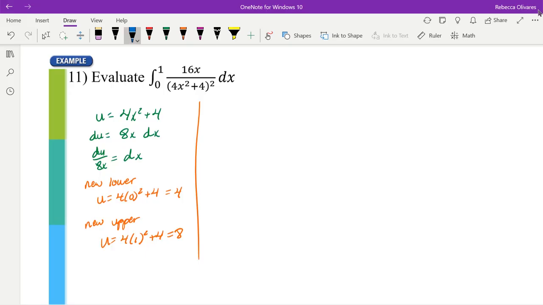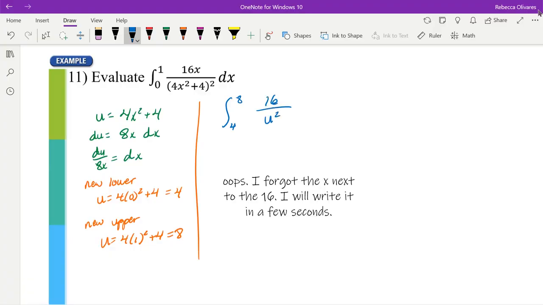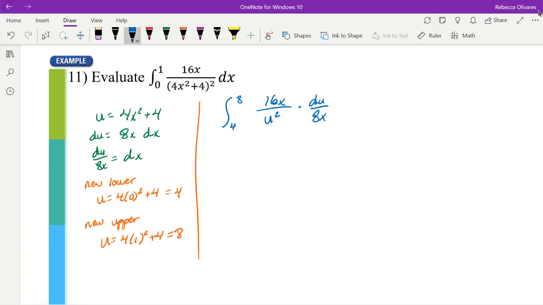So now I'll make my substitution. So I'm actually going to do the integral from 4 to 8, and then that's 16x over u squared, and then instead of dx I have du over 8x. The x's, of course, go away, and again, the 16 and the 8, that reduces to 2. That's a constant. I can take that outside, so I have 2 times the integral from 4 to 8 of 1 over u squared du, which we can call u to the negative 2 du.